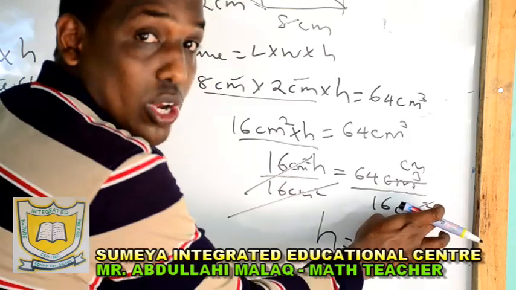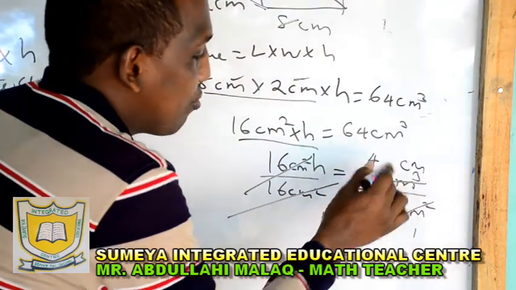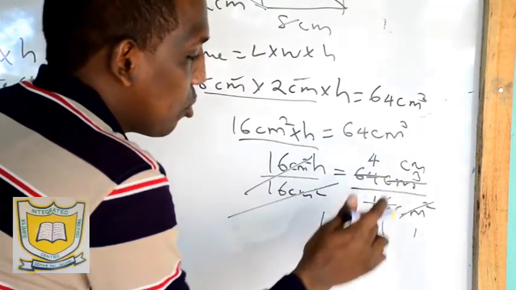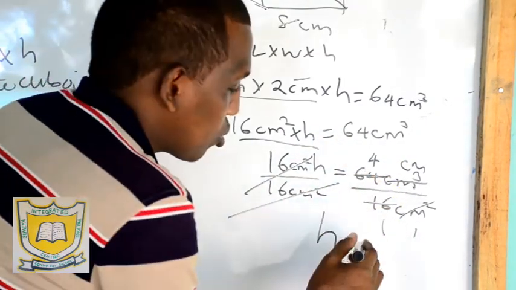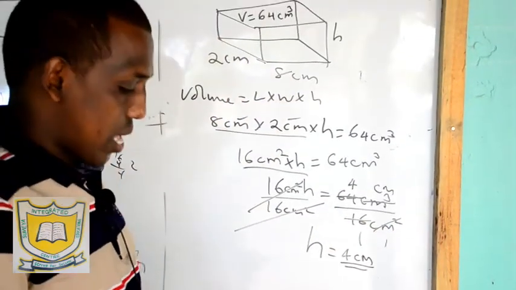So 64 divided by 16, 16 times 4, you will get 64. So h is equal to 4 centimeter. So the height is 4 centimeter.